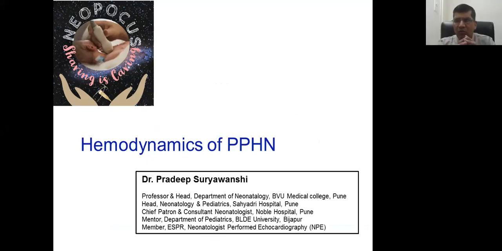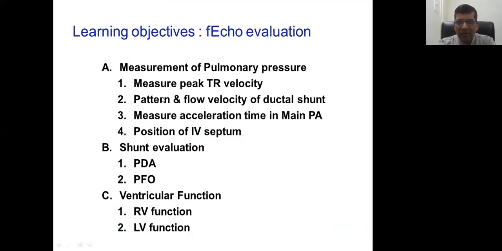So now from pathophysiology, you understood that you need to have assessment of pulmonary pressure, assessment of shunt, assessment of right side functions, and assessment of left side function. Today I will try to cover the simple aspect of pulmonary pressure. In future we'll also cover the right side and left side functions as time permits. The methods of assessment of the pulmonary pressures are actual measurements by TR jet, pulmonary regurgitation jet, and by PDA or PFO shunts.